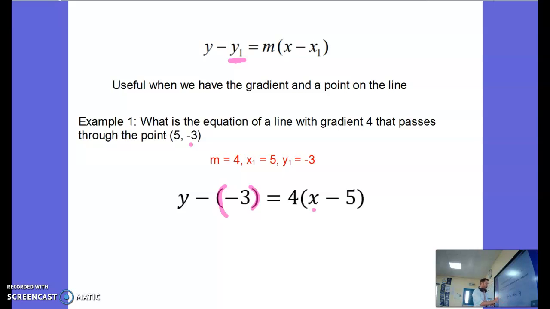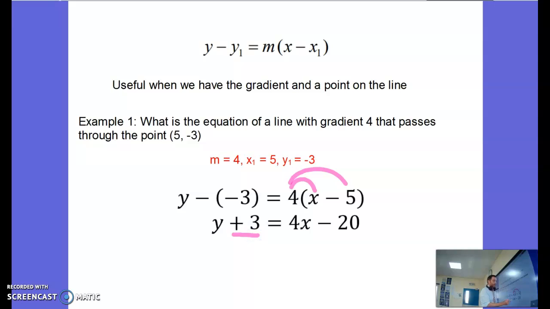When we substitute in there, taking away a negative, that's a positive. So we go y plus 3, and then we expand this bracket: 4 times x, 4 times minus 5. So we get y plus 3 equals 4x minus 20. We're nearly there. We're just going to tidy this up by taking the 3 away from both sides, and then we get y equals 4x minus 23.